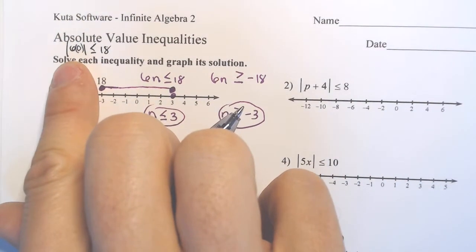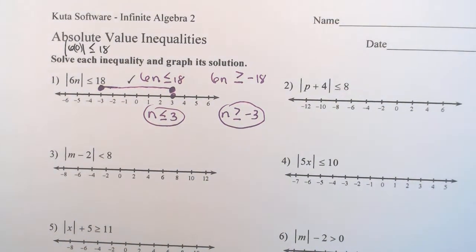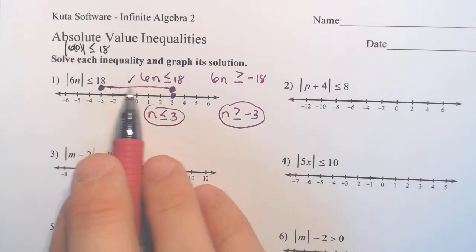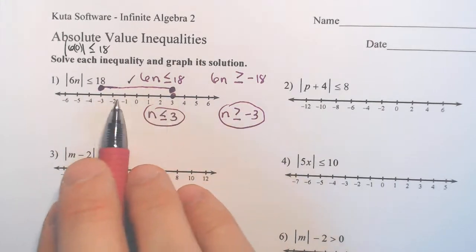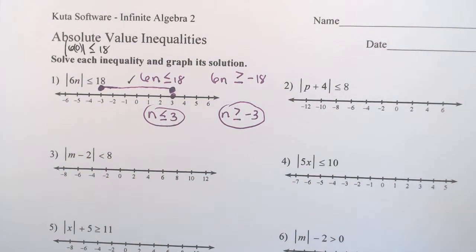If I plug in the number 0, 6 times 0 is 0. Is the absolute value of that less than 18? Well, 0, last time I checked, is less than 18. It worked. So for today, let's plug in a number where we're expecting to get an answer. And then tomorrow we might have to shake things up whenever we do our review session.